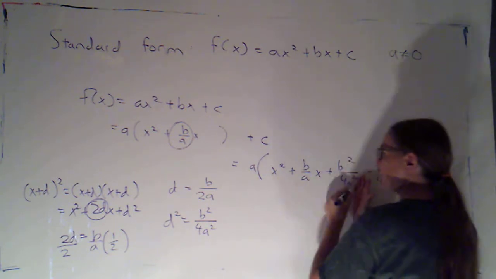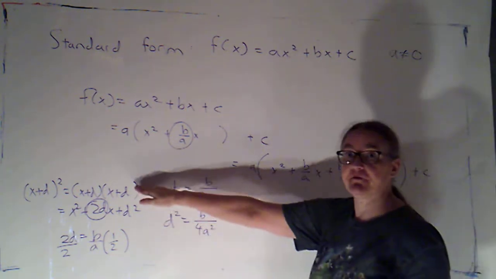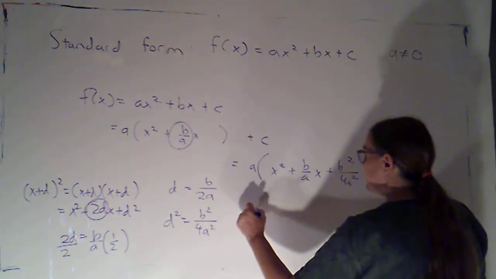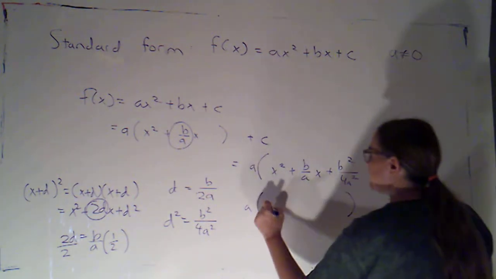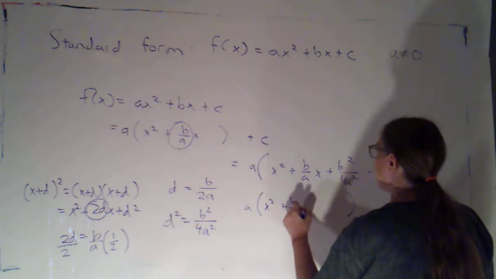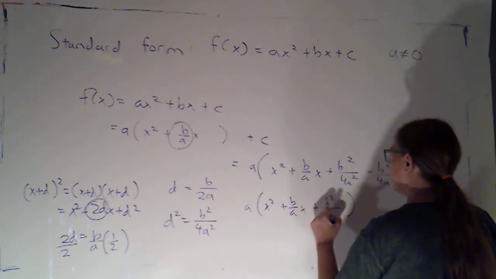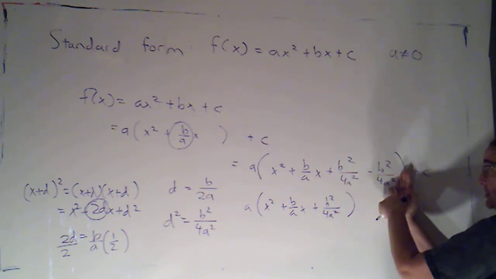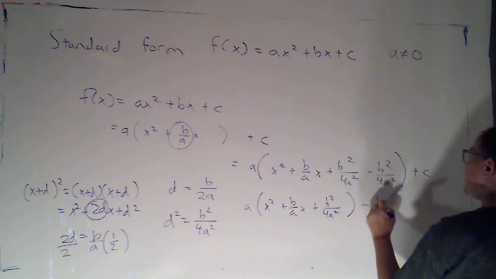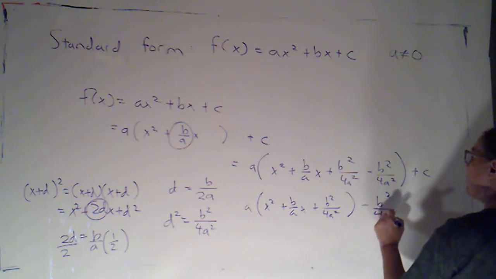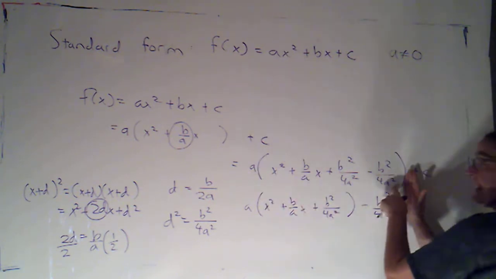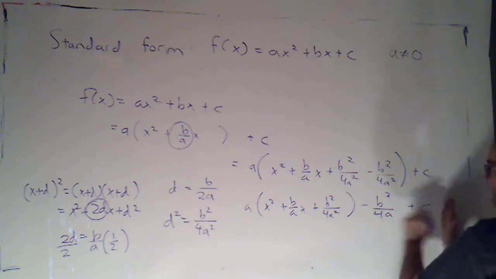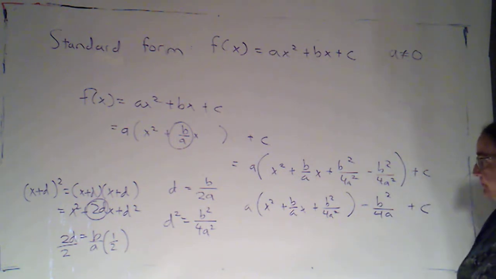Now these first three terms match my formula for a perfect square. So I'm going to distribute the a to those first three terms, x squared plus b over a x plus b squared over 4a squared. And I'm going to distribute the a to that fourth term, which is going to give me minus b squared over just 4a. That a will cancel with one of those factors of a. And then there's my plus c.